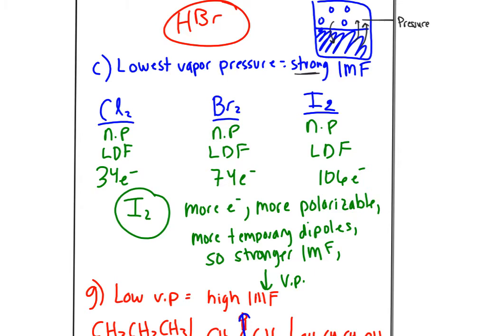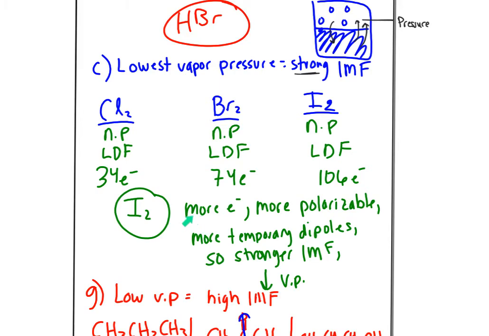So let's go through our steps. First, I say what type of molecule we have. Cl2 shares equally, nonpolar. Br2, nonpolar. I2, nonpolar, right? Something bonded to itself always shares equally. So London dispersion, London dispersion, London dispersion. What do we do? We look at complexity. So I'm going to add up how many total electrons. 2 chlorines will add together to be 34 electrons, 74, and then 106 electrons in these molecules.